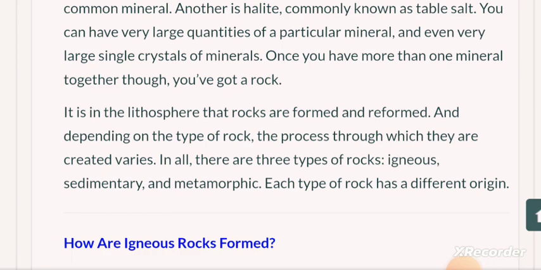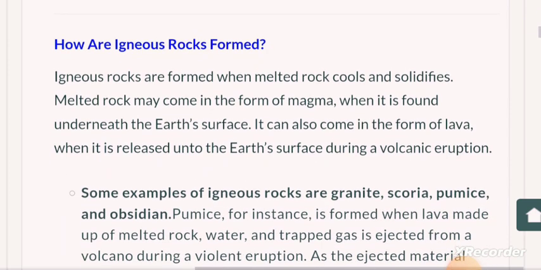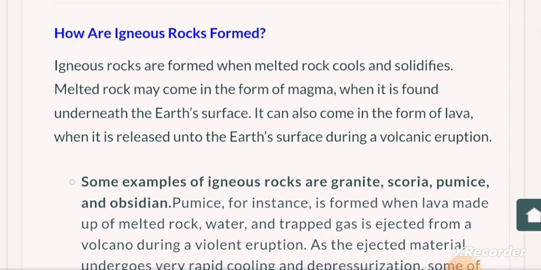It is in the lithosphere that rocks are formed and reformed, and depending on the type of rock, the process through which they are created varies. In all, there are three types of rocks: igneous, sedimentary, and metamorphic. Each type of rock has a different origin. So here we can see the process of formation of rock, that is, how igneous rocks form.